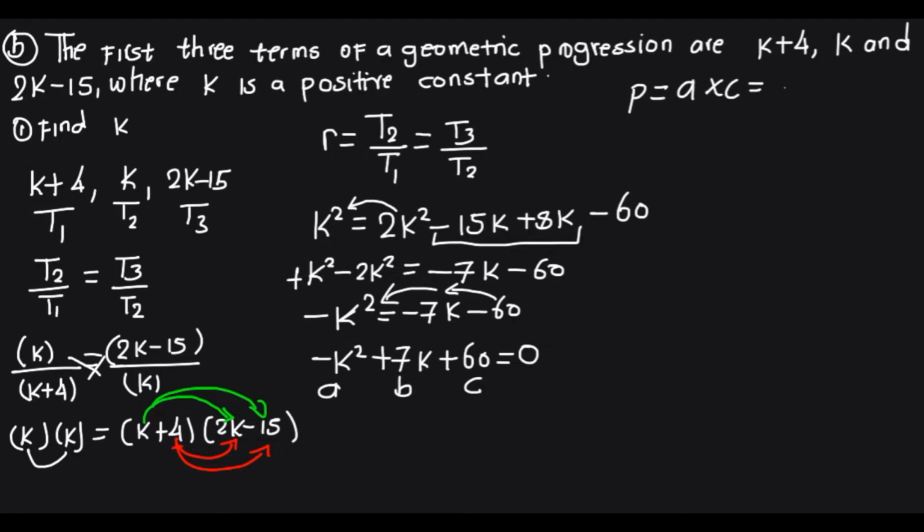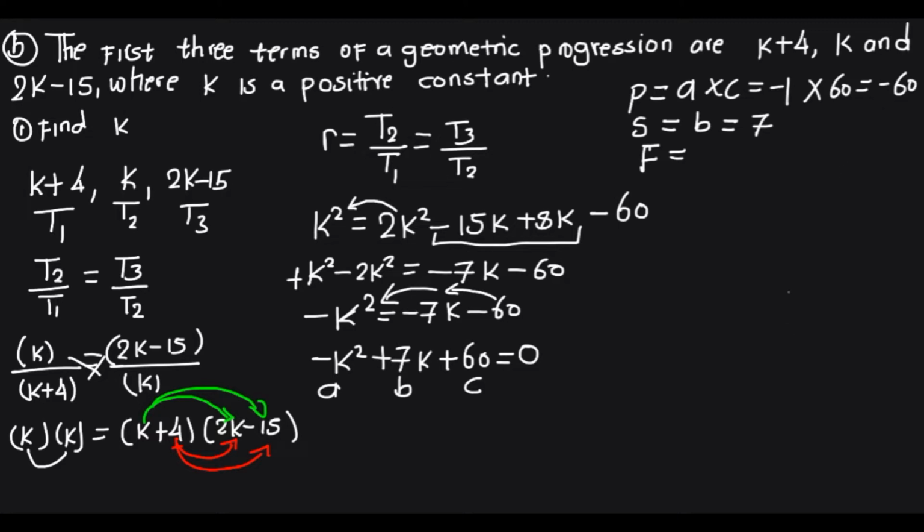So the value of A is negative 1 times Z. Our C is 60, so here we get negative 60. Then the sum is just the value of B, which in our case is positive 7. Now we need two factors that we can multiply to give us negative 60, and if we add them, they should give us positive 7.